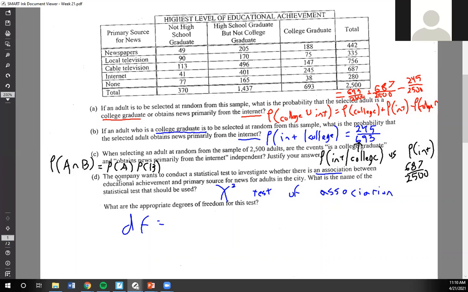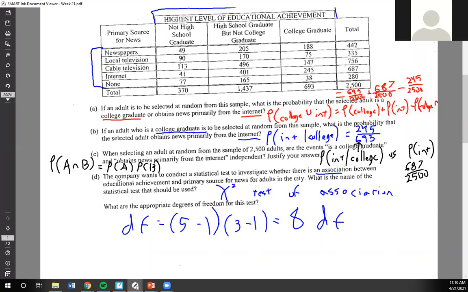How many rows? 5. How many columns? 3. Which is 4 times 2 is 8. 8 degrees of freedom.